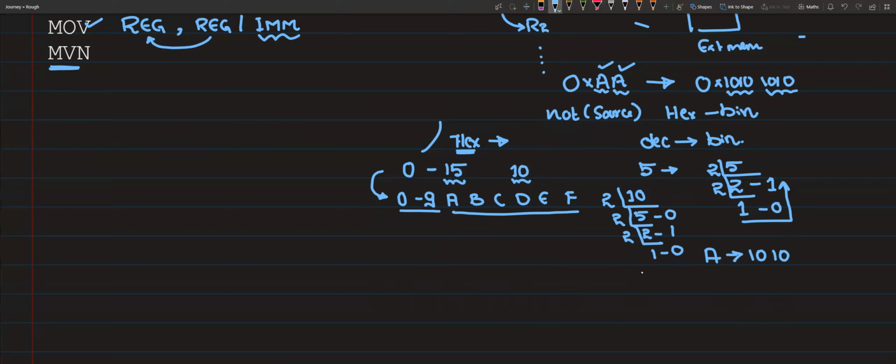So now move negation of that means we have to move the NOT of that to the destination. The NOT of that is 0101 0101. So 0101 0101 will be moved into the destination. Can you tell me in hexa, what is this? 0x?